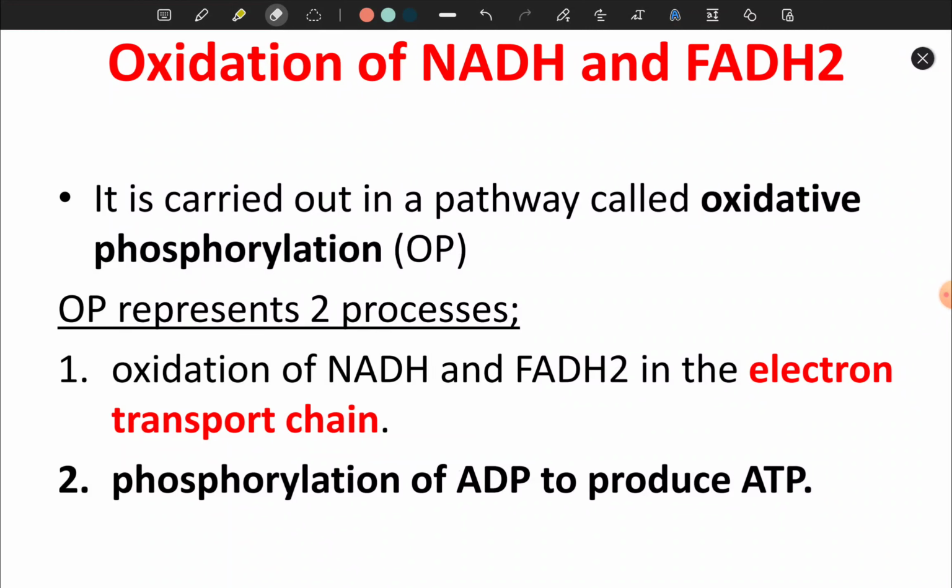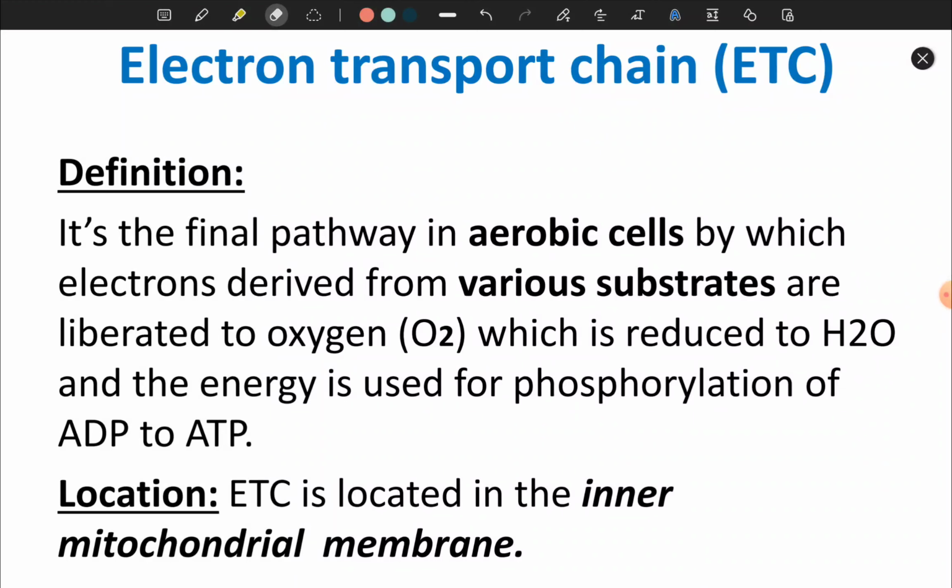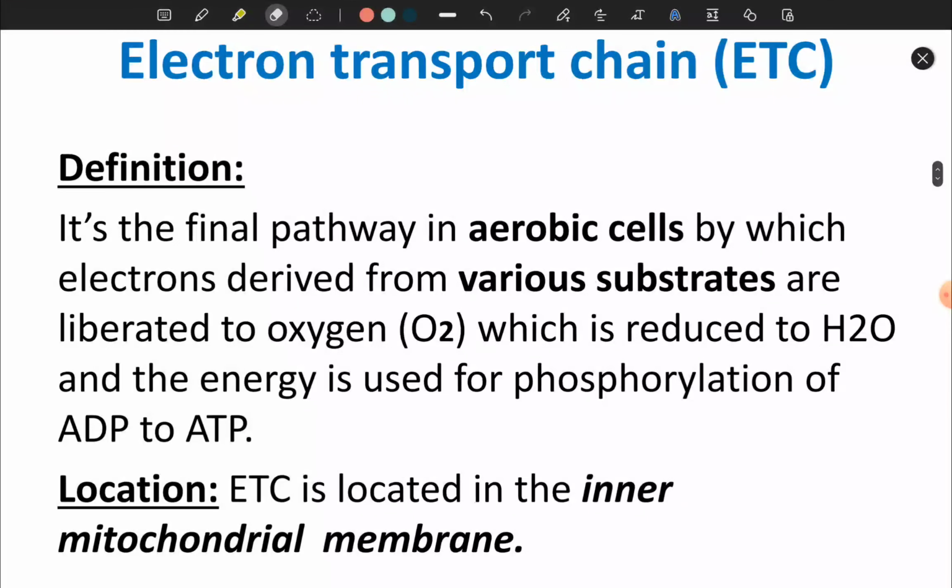So by definition, as we said, it is the final step in every metabolism, in fact amino acid and carbohydrate metabolism, in aerobic cells. Of course, the cell should have mitochondria in order for the electron transport chain to happen, by which electrons derived from various substances are liberated to oxygen, which is reduced to water. So oxygen finally converts to water, and the energy is used for phosphorylation of ADP to ATP. The electrons from NADH and FADH2 will be put on oxygen to generate water, and that energy will be used to generate ATP out of ADP.